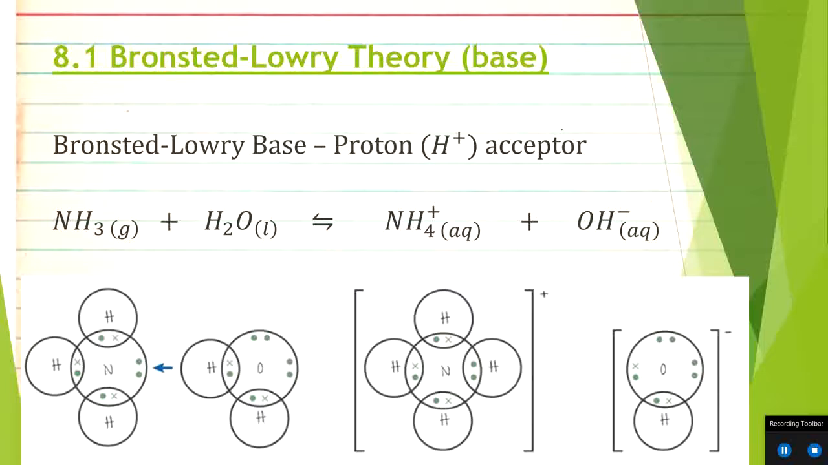A Bronsted-Lowry base is a proton or hydrogen ion acceptor. So in this case, we have NH3 reacting with water. The hydrogen from the water here is donated or given to the ammonia. The ammonia is accepting the hydrogen or the proton from the water, making it a base because it's picking up an extra hydrogen to form ammonium and hydroxide on the other side. So again, an acid is a proton donor. It gives away a proton, and a base is a proton acceptor.